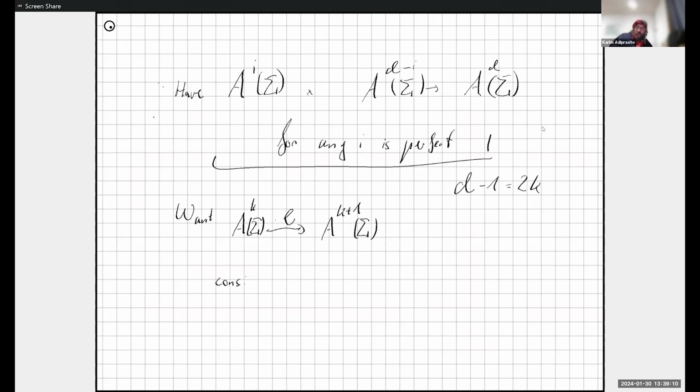Consider the suspension of sigma. All right, this is a D sphere, where D is equal to 2K plus 1. All right. And we want this isomorphism, right? That's the basic, this is the first non-trivial, first Lefschetz. And we want to consider the suspension of sigma, where sigma is the original D minus 1 sphere.